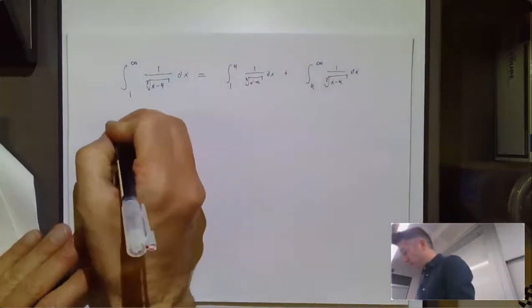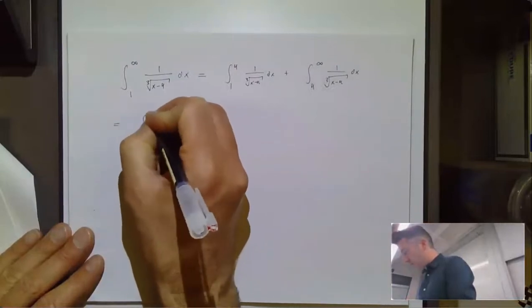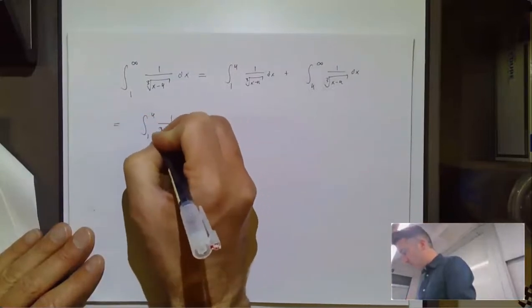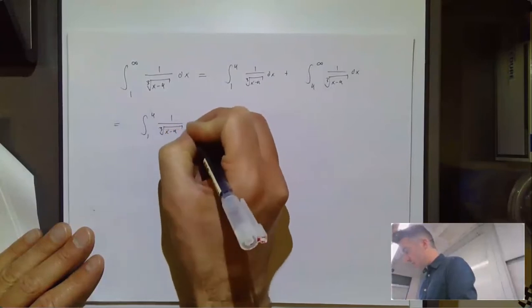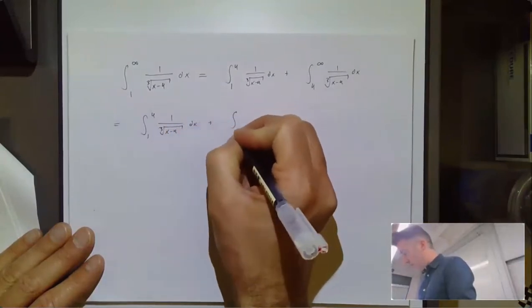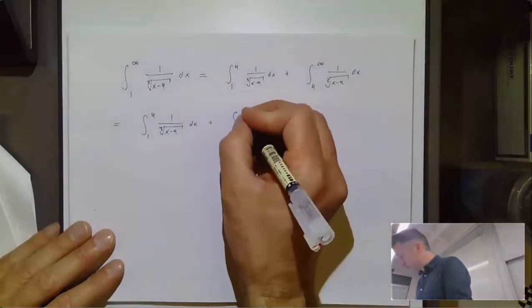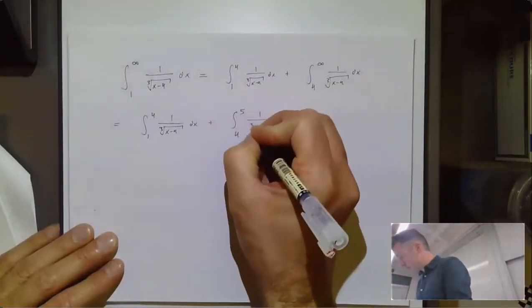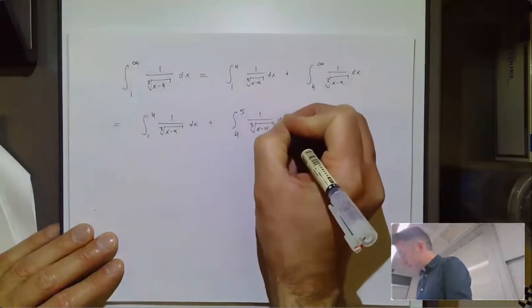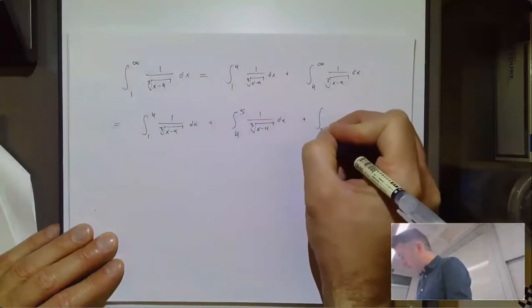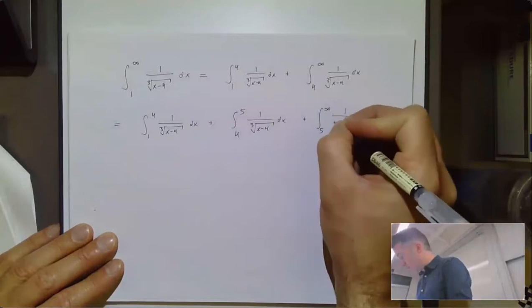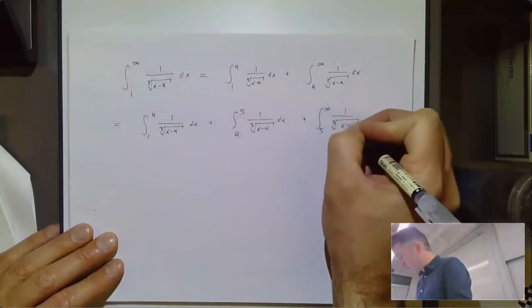So I'm going to write this as the integral from 1 to 4 of 1 over the cube root of x minus 4, plus the integral from 4 to, I would probably pick 5. The only reason I pick 5 is I know that if I plug in 5 minus 4, I get 1, and that's easy to evaluate. You can pick anything though that's bigger than 4. And then I'm also going to have the integral from 5 to infinity of 1 over the cube root of x minus 4.